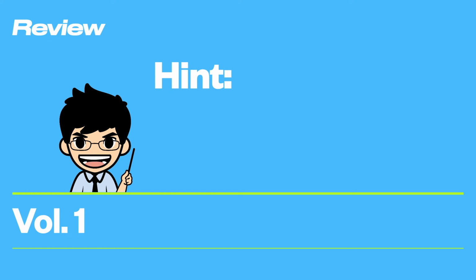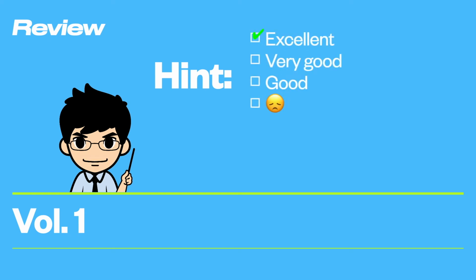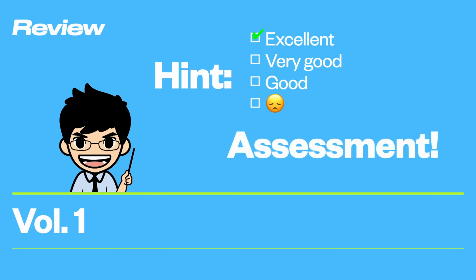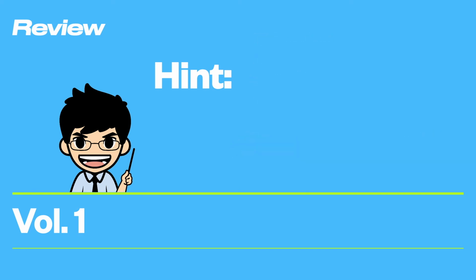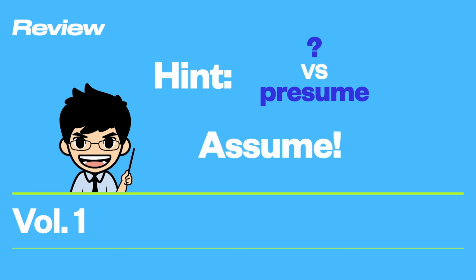Our next hint is this form. When do we use it? Yes, it's an assessment. The final hint is 2 words. What is in the question mark? Presume versus. That's right, assume.